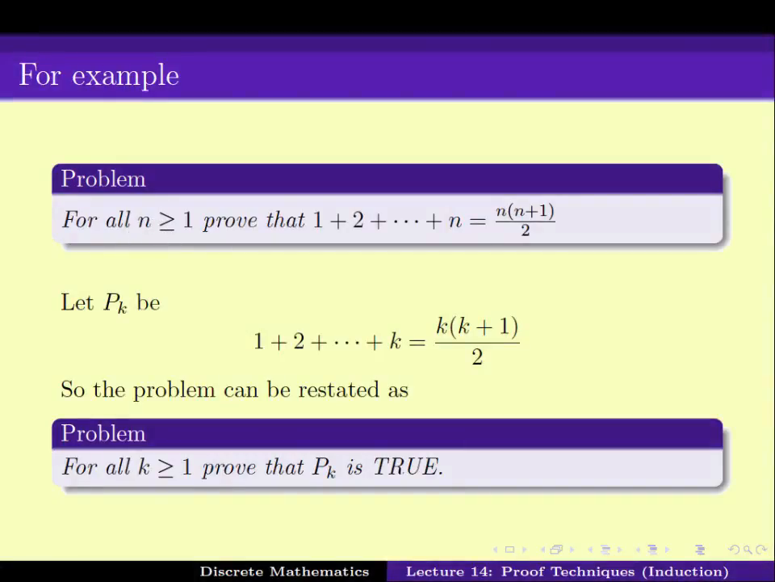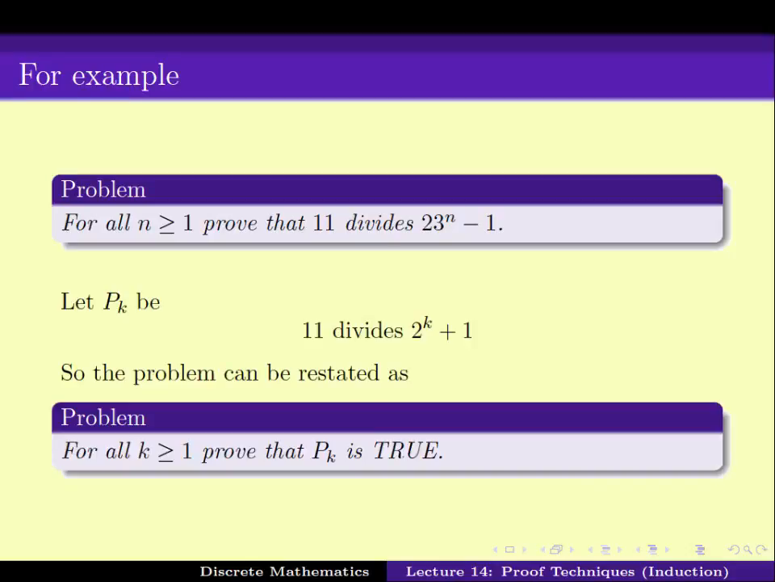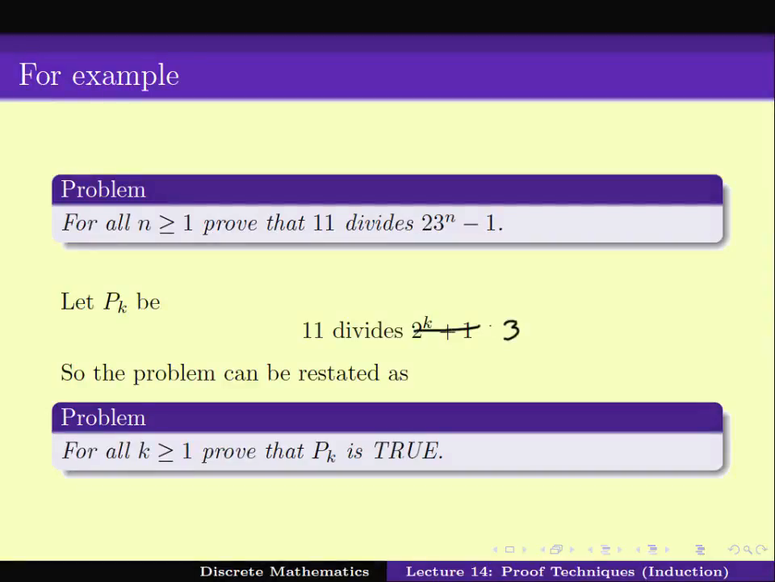Let's look at a second example. Say for all n greater than or equal to 1, prove that 11 divides 23n minus 1. Now, can you guess what the Pi's are? Let's define it again by using n as the parameter. So in other words, Pk is 11 divides, sorry, again I made a mistake here, this should be 23k plus 1. So 11 divides 23k plus 1. So the problem can be restated as: for all k, prove that Pk is true. So again I broke this original problem into infinitely many problems, each parameterized by an integer, namely here k.